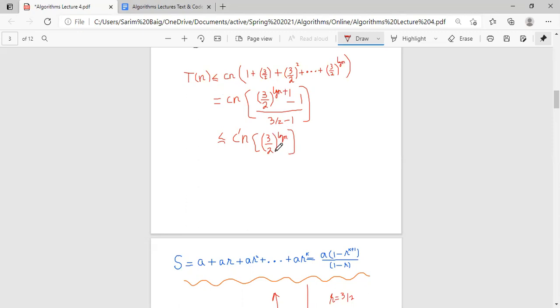So what happens to this? Now this thing, I can just focus on this fraction, okay? And let's see what this fraction gives us. So this is what we get, right? (3/2) to the power log n is just 3 to the power log n divided by 2 to the power log n. But 2 to the power log n, and this is log base 2 of n, that is just n. And that n is going to cancel out this n, right?